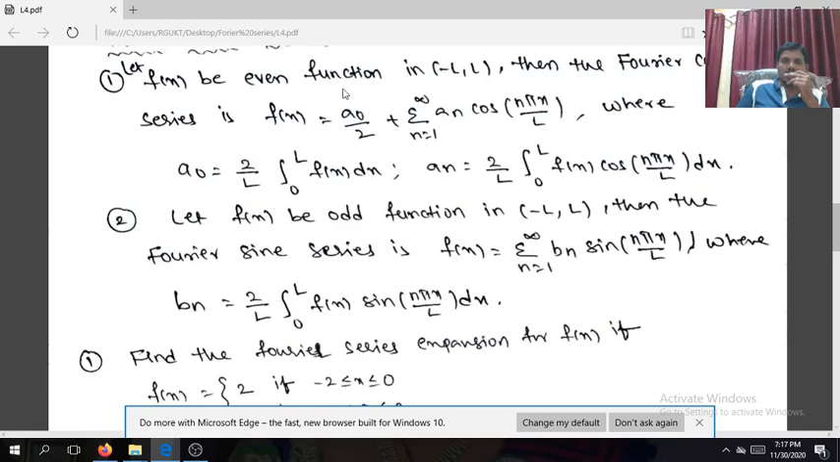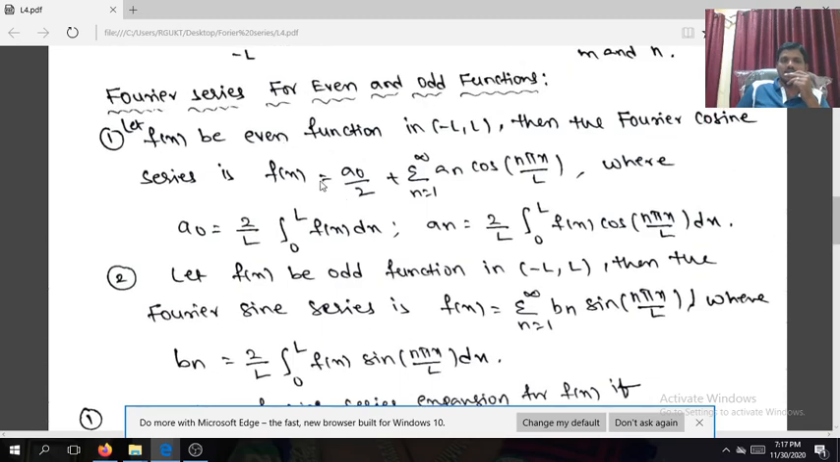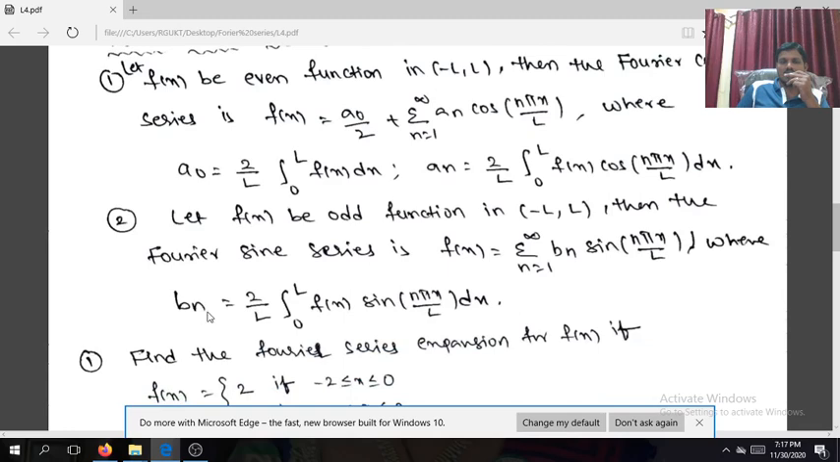This is b n. Remember, when the function is even, this is the expansion and the coefficients are given by a naught and a n. If f of x is an odd function in minus L comma L, then this is the Fourier sine series expansion, and the Fourier constant is given by 2 by L integral 0 to L f of x into sin n pi x divided by L dx.